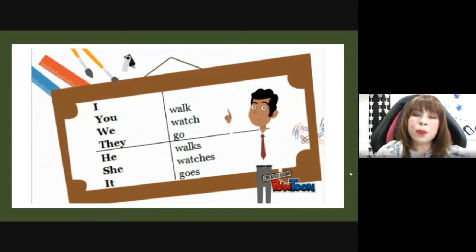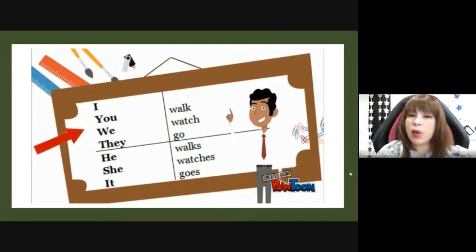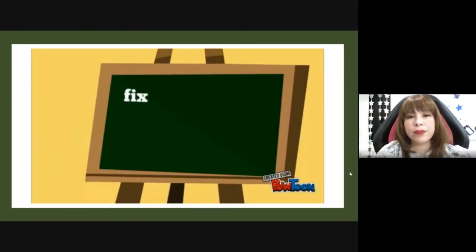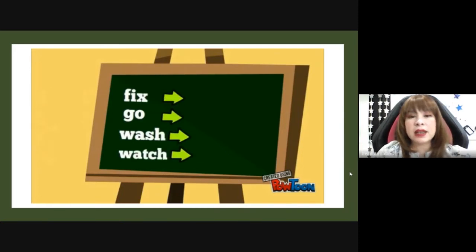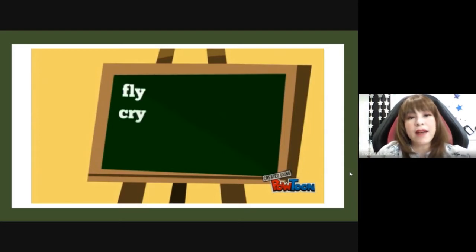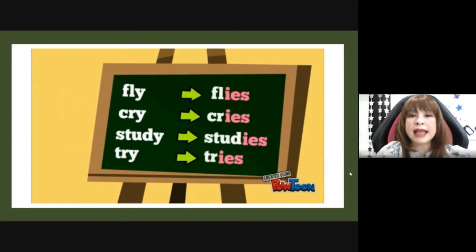We use the simple present tense with the different subject pronouns. I walk, you walk, we walk, they watch, they go. In the singular forms, remember, we need to add the S to the verb. He walks, she watches, he goes. The verbs that end in these consonants, like fix, change to fixes. Fly, cry, and study change into IES. Flies, cries, studies, and tries.